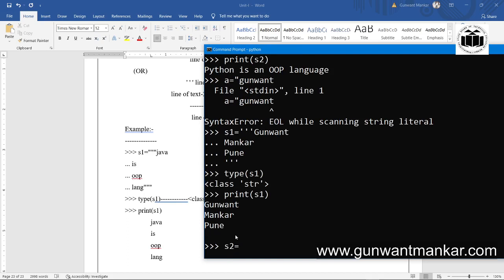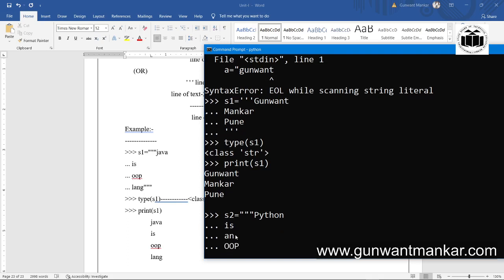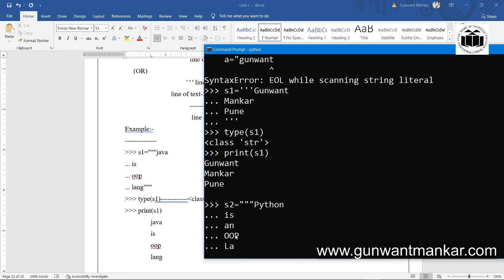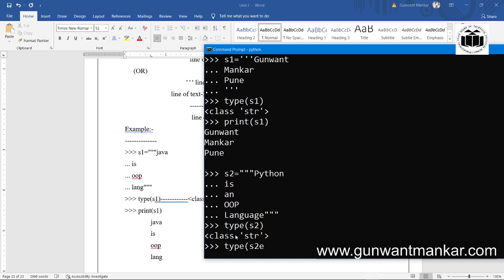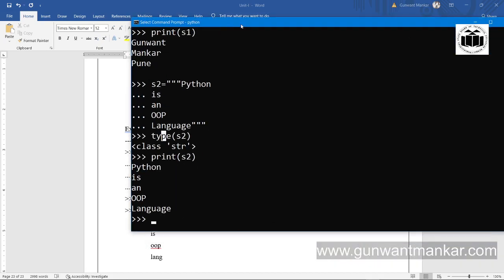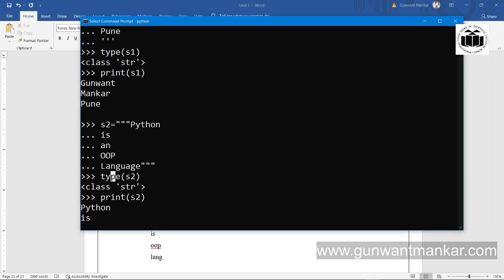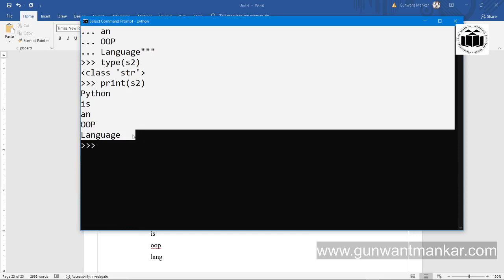s2 is equal to triple quote, you can write here what: Python is an OOP, then enter, language. Okay, language, and then close the triple quote. Now check what type of s2 is, and print s2. Okay, so is it holding or not? Yes, Python is an OOP language. Okay, this is the example for storing a multi-line string.